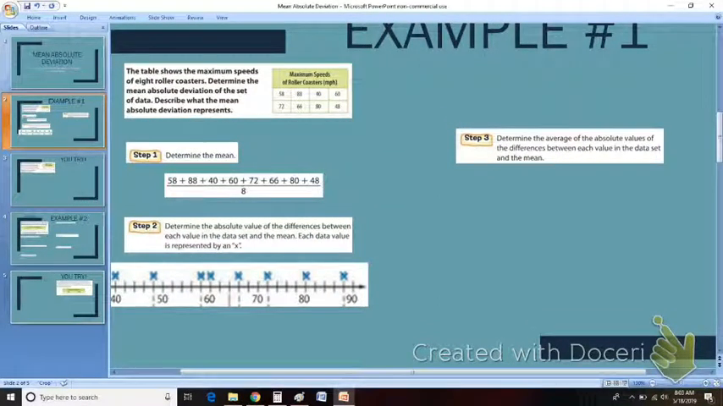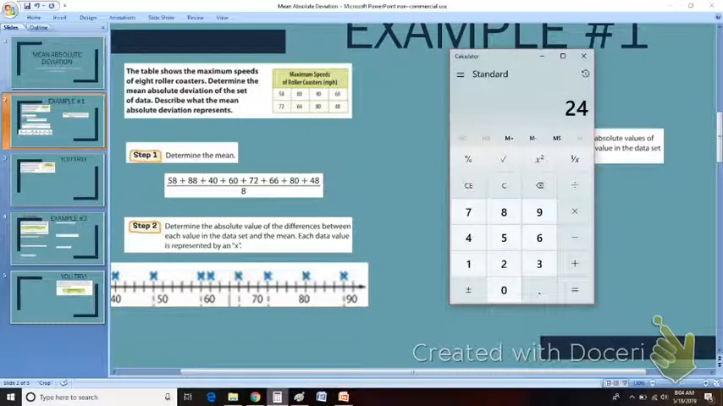Alright, so our first step is you're going to have to determine the average, which is the same thing as the mean of the data it gives us. So if you look at that table, we have 58, plus 88, plus 40, plus 60. Make sure you use a calculator. You can use a calculator now.